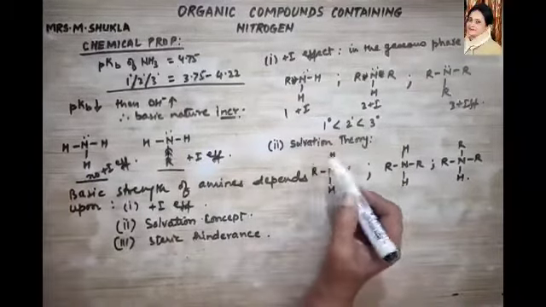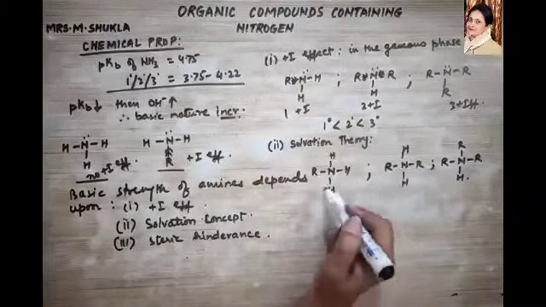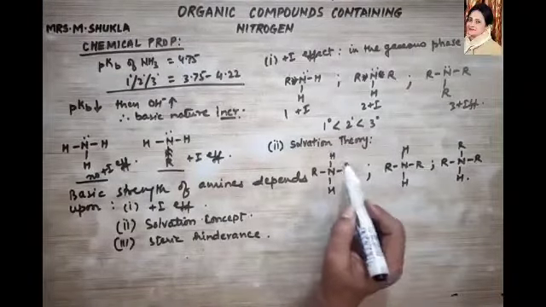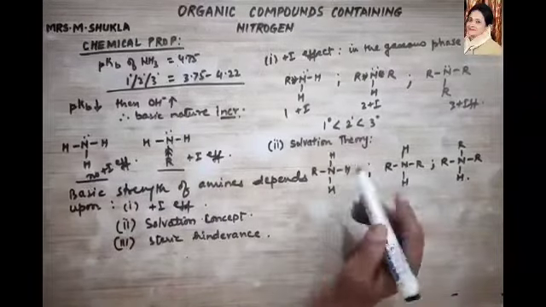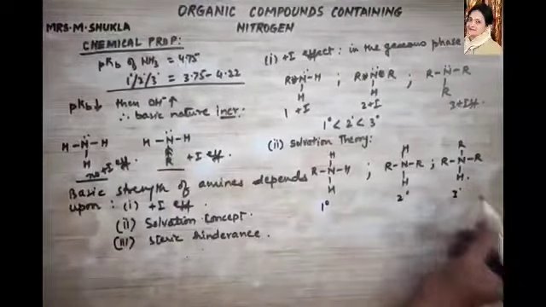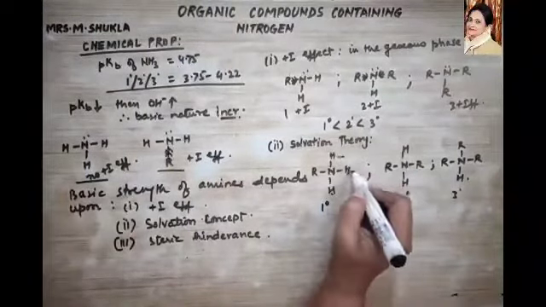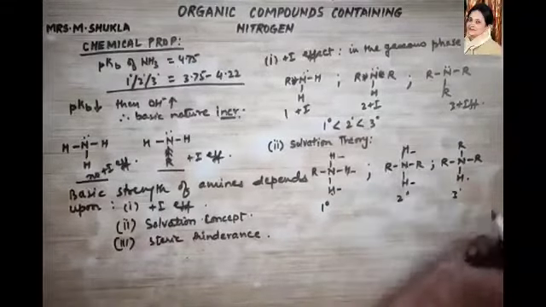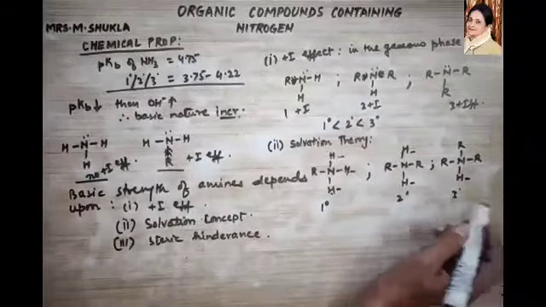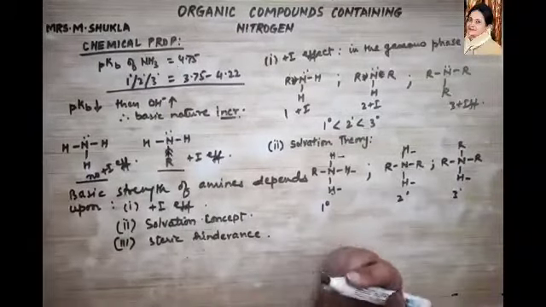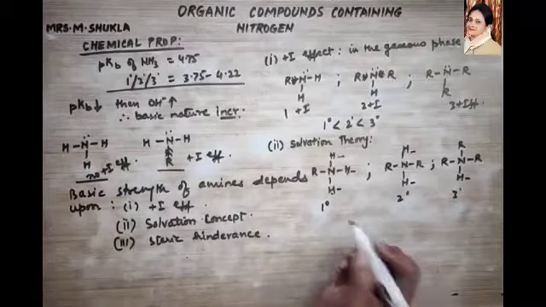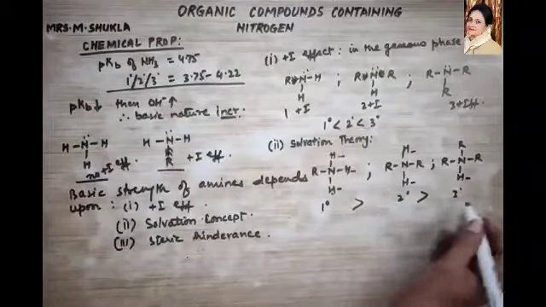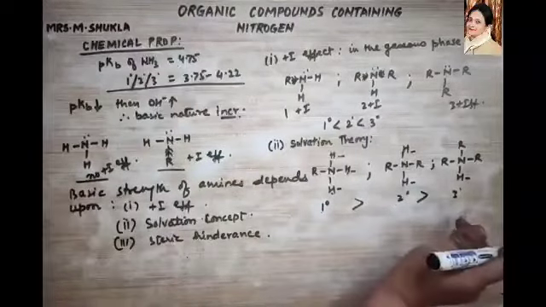Okay, now look at the solvation theory. Which of these amines will be more soluble in water? For more solubility in water we need more hydrogen bonding. This is your primary amine, this is secondary, and this is your tertiary amine. Here we find more hydrogen bonding, here only two, and here only one. So whichever amine dissolves more in water is more basic in nature. So the primary amine is more basic than the secondary and the tertiary amine.